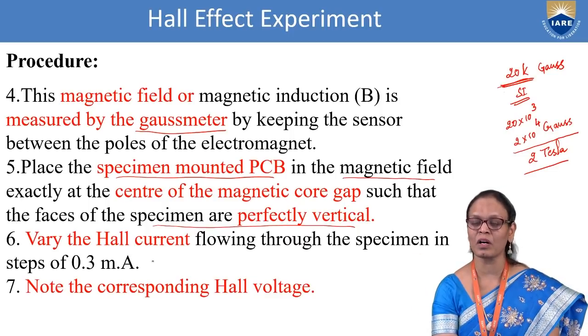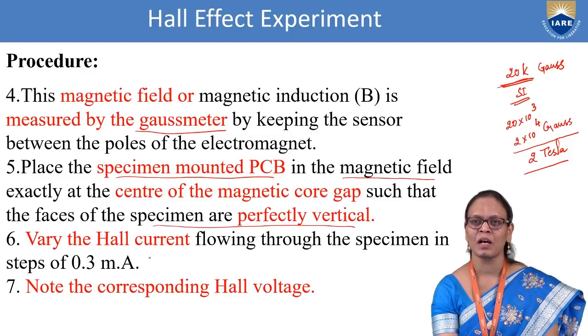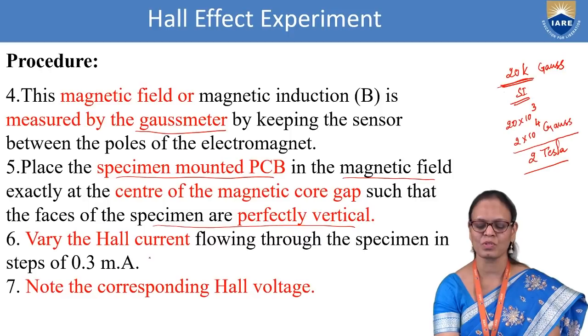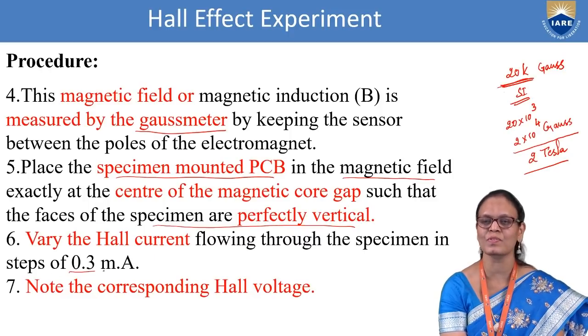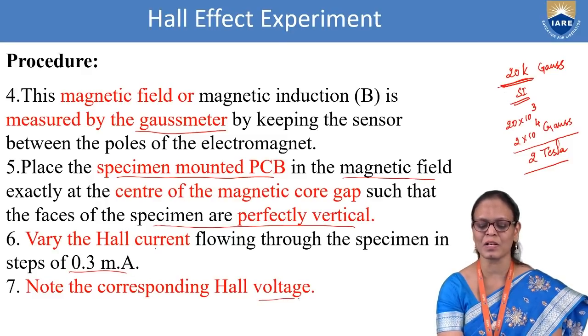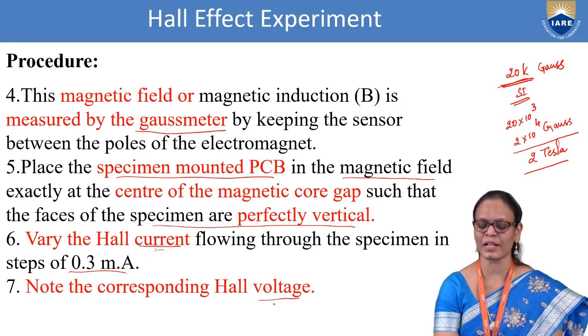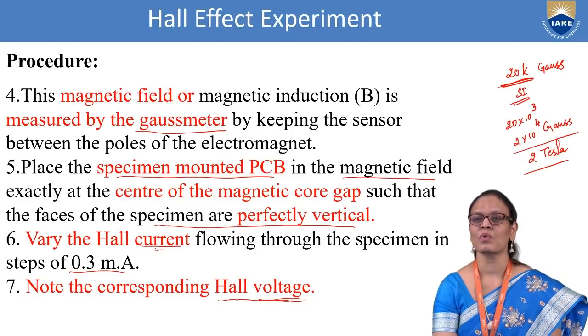Now vary the Hall current. We have connected the two terminals lengthwise to the current source. So we will vary the current in steps of, say, 0.3 milliampere. And as the current varies, the voltage varies, because as the current varies, the charges get deflected sideways, and because of the deflection we are getting the voltage, and we measure the voltage which we call as Hall voltage. So for the corresponding current, note down the Hall voltage.